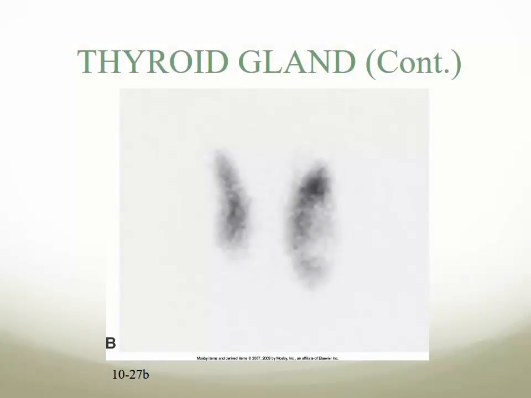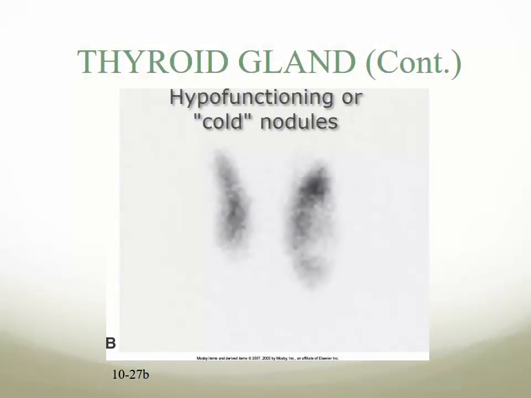Masses within the thyroid gland may also appear as hypofunctioning or cold nodules. Cold thyroid nodules contain less radionuclide per unit tissue mass than adjacent normal thyroid tissue. Most cold nodules represent poorly functioning adenomas. Thyroid cysts, carcinoma, and thyroiditis can also produce this appearance.